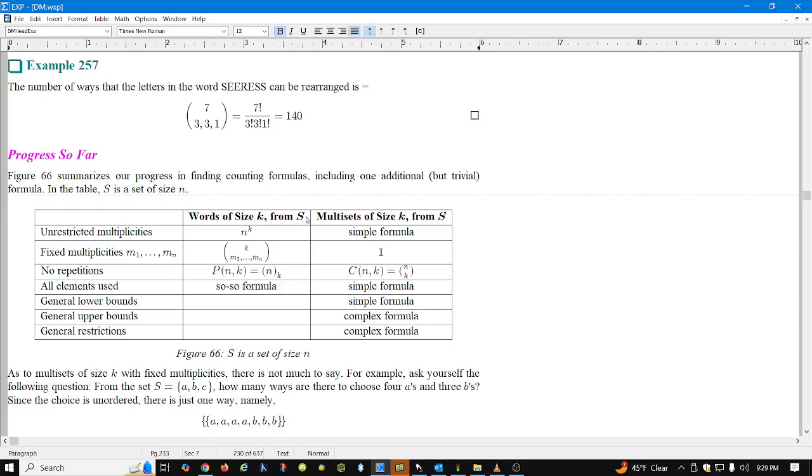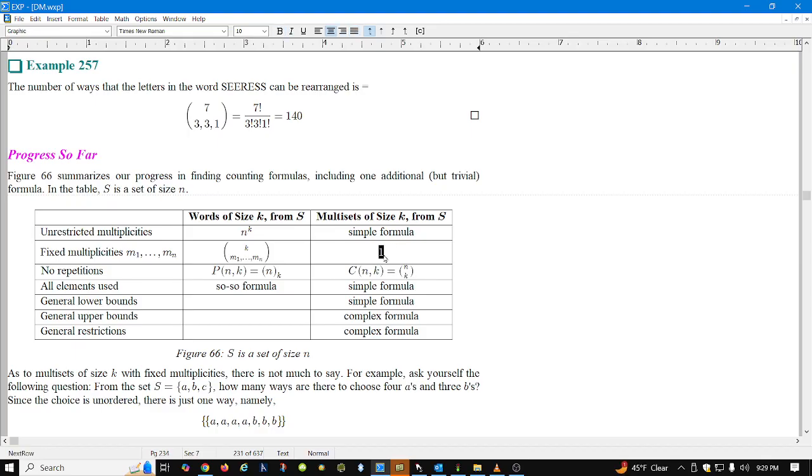Words of size k from a set of size n with no repetitions allowed, those are just the permutations, and so that is P(n,k), which is n lower factorial k. And multisets of size k taken from a set of size n, again with no repetitions. Because of the no repetitions, the multisets become sets. In fact, subsets of S. So that is C(n,k), which is n choose k.